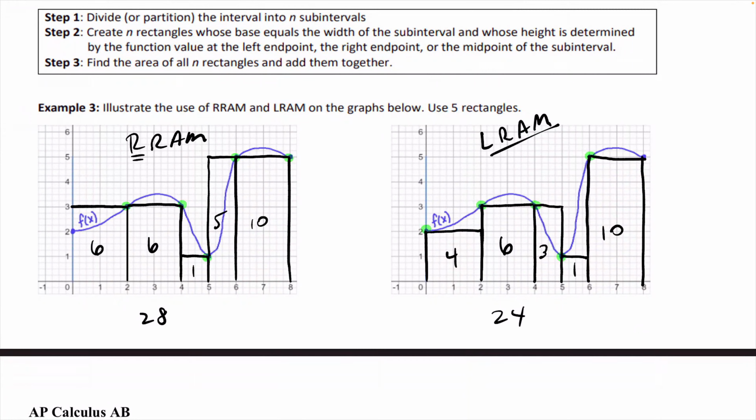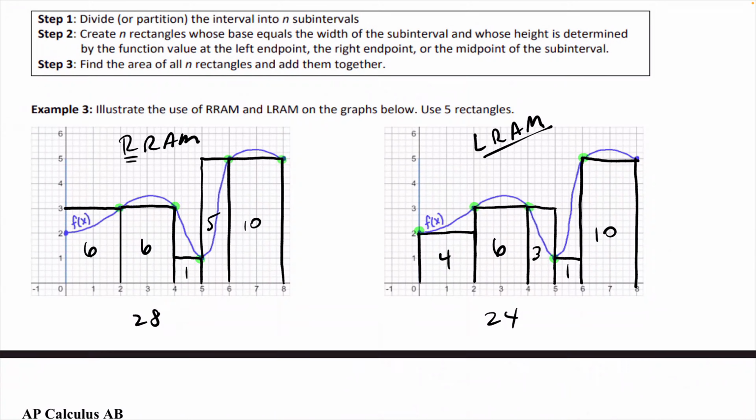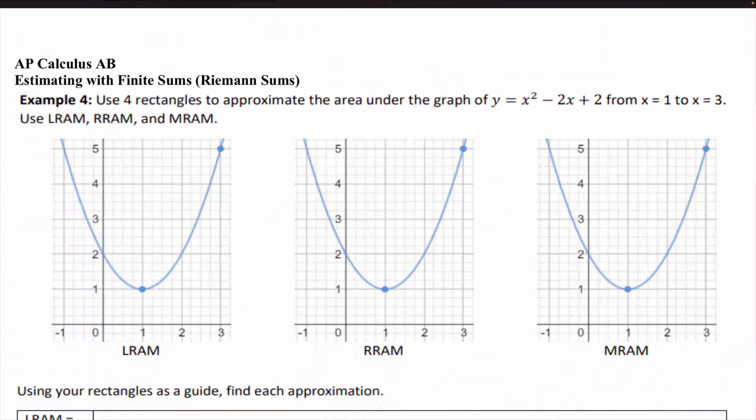So if you're not quite sure, if that doesn't click, sometimes it takes a few examples. We're going to do some more examples on the other side. They give us 3 functions. It's actually the same function, but they want us to do LRAM, RRAM, MRAM. Okay? Where are my dots? I need to choose. All right. So sometimes they don't have dots in between. This one only has the beginning dot and the end dot, right? Because it goes from 1 to 3.